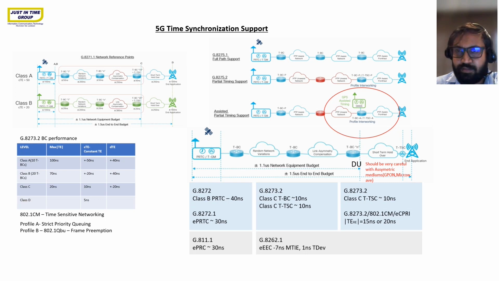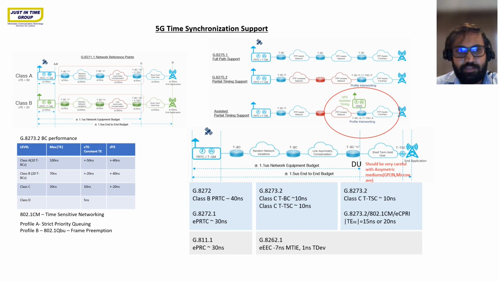And the other aspect is, when you are distributing clock information from the PRTC towards the edge of the network, you have to consider boundary clock timing accuracy performance. That means there are multiple classes. The specification is G.8273.2. And for 5G New Radio requirements, it has to at least support Class C timing.